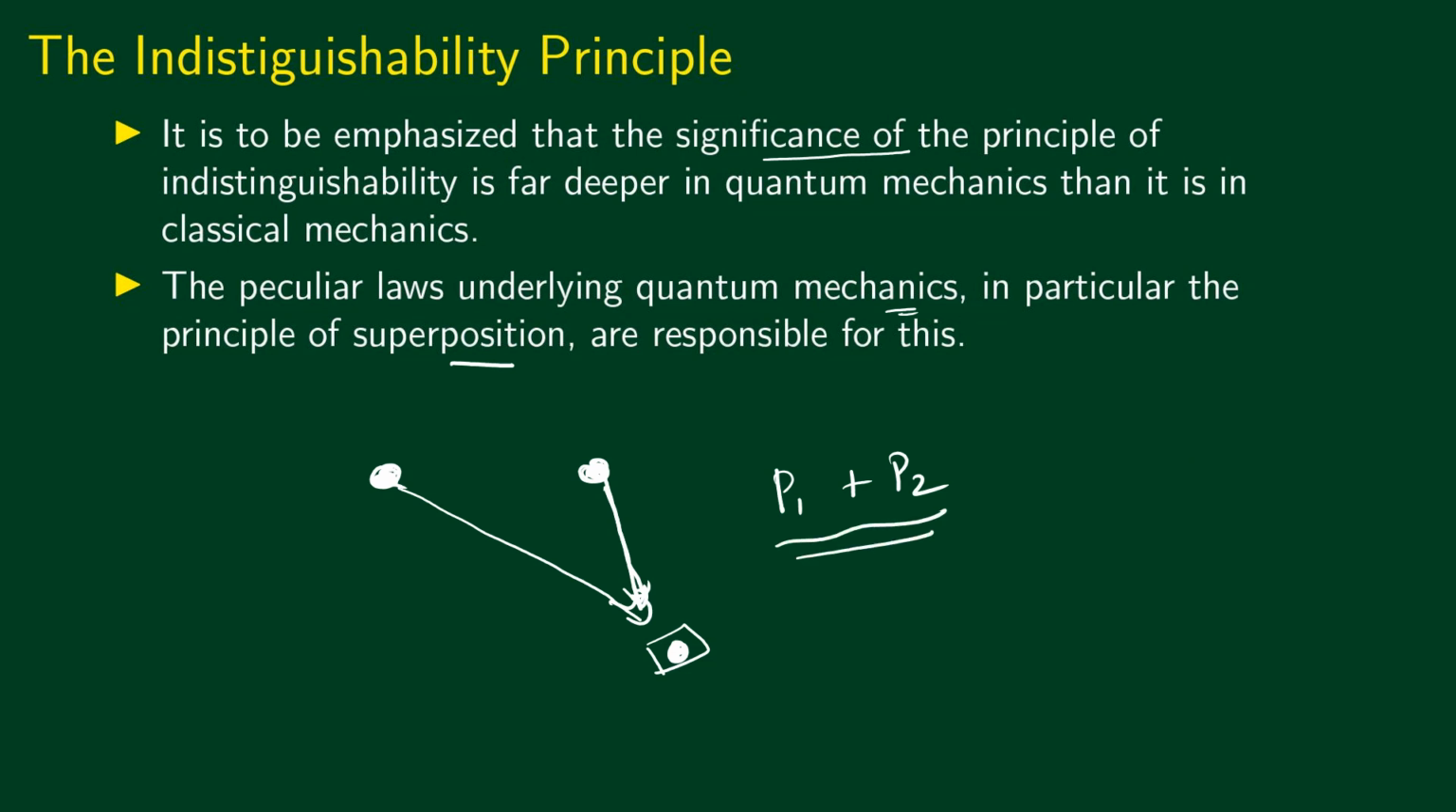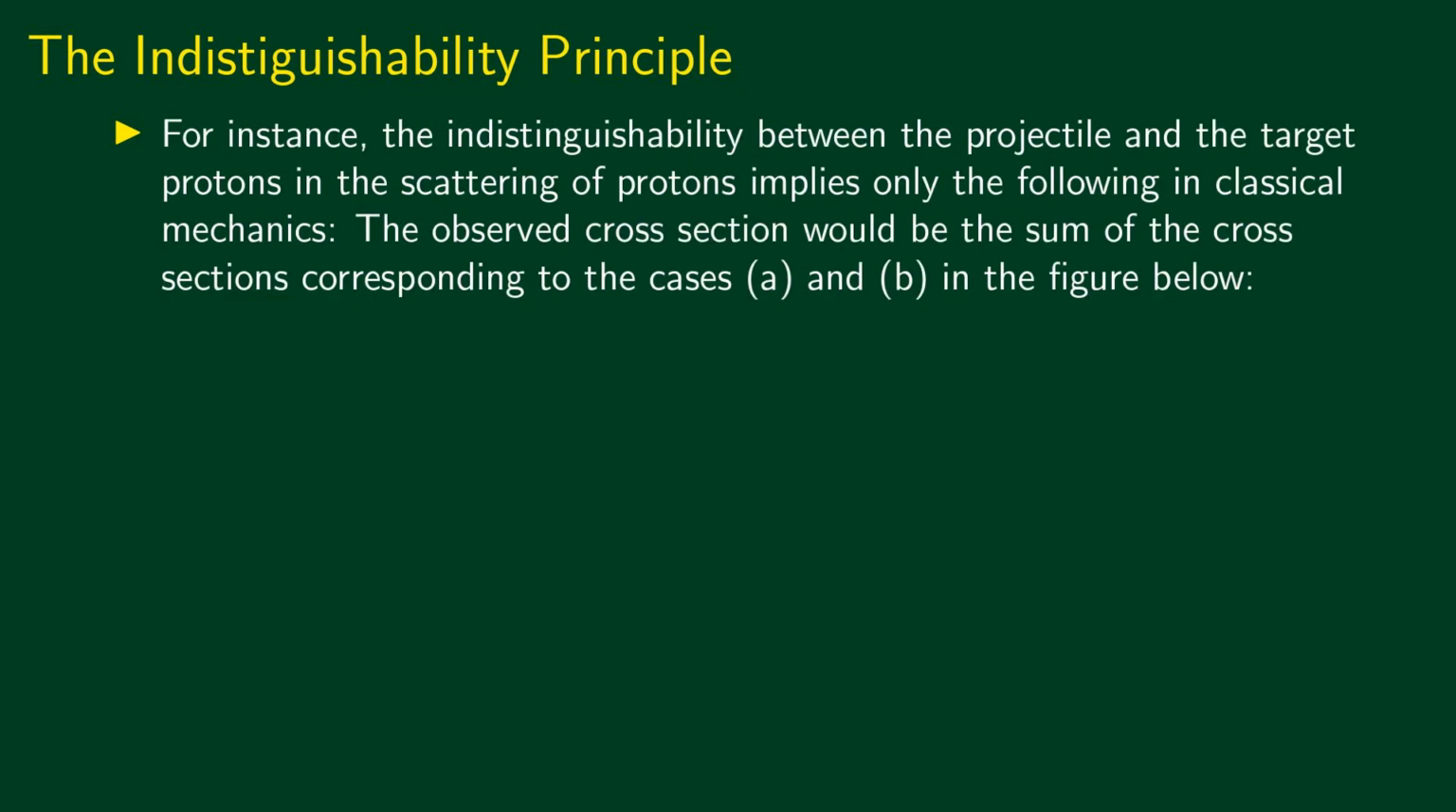Okay, but probability amplitudes in quantum mechanics can be complex numbers. They can be positive, negative, or even imaginary. So some of the probability amplitudes can cancel each other, and so we have a completely different situation from the classical mechanical case. Okay, let's come back to the example of proton-proton scattering.